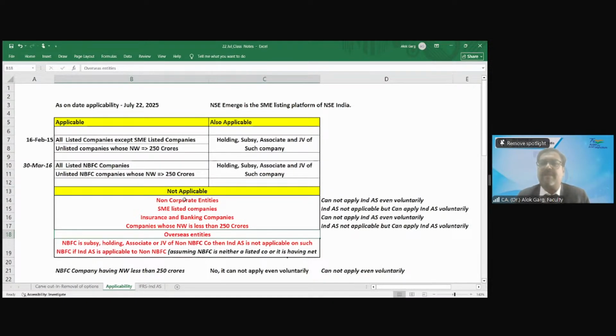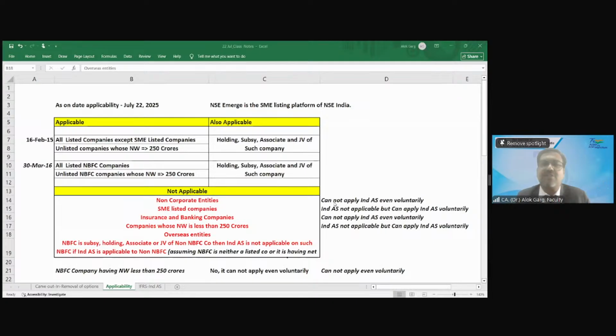Overseas entities पर Ind AS apply करेगी? On overseas entities, whether Ind AS is applicable. Venkata is saying yes, Geet is saying no. Guys, if a company is located in US, whether Ind AS will be applicable or US GAAP will be applicable.